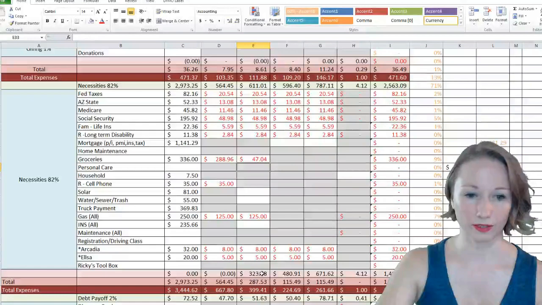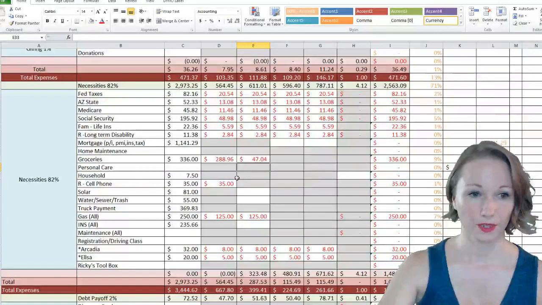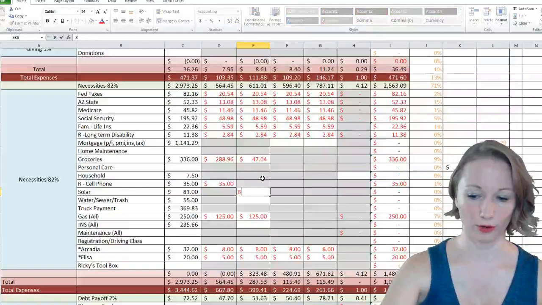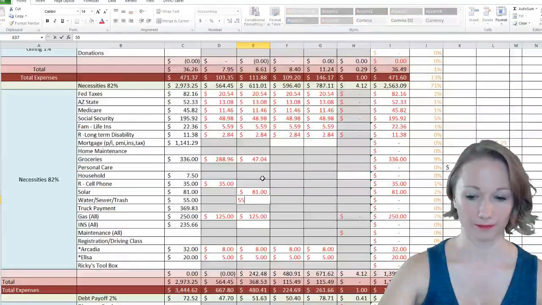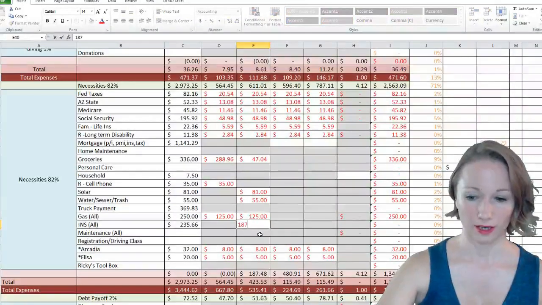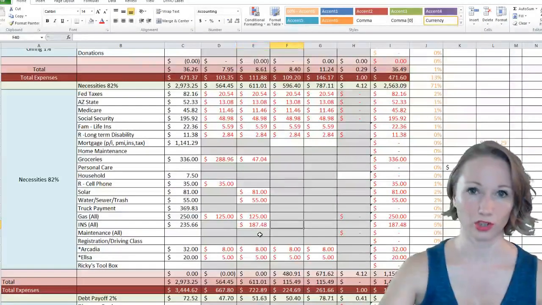Let's go ahead and go on to the next week. So again, we finished out groceries, so we're good with that. We're going to go ahead and put the solar and the water, sewer, trash money for next month aside in the second paycheck. We finished out our gas, and so we have $187.48 to go towards our insurance. And that's for 2 vehicles. We have a truck and a car.